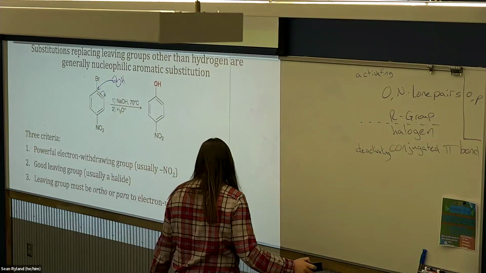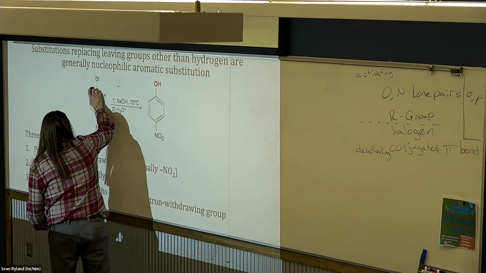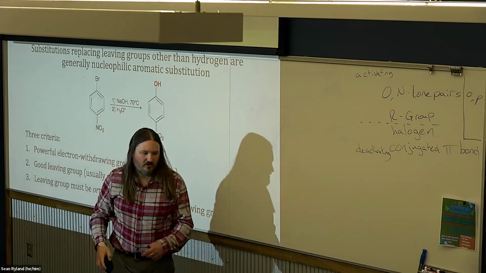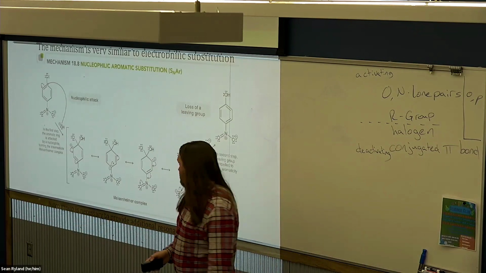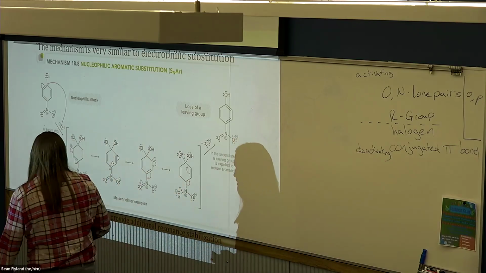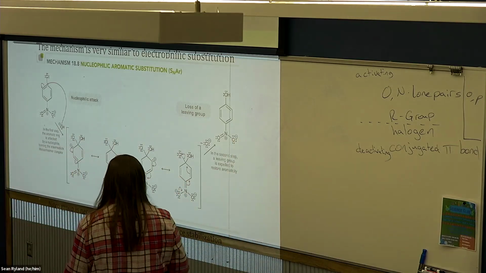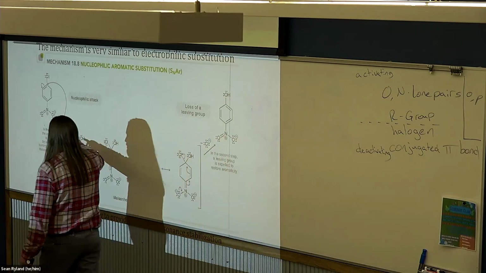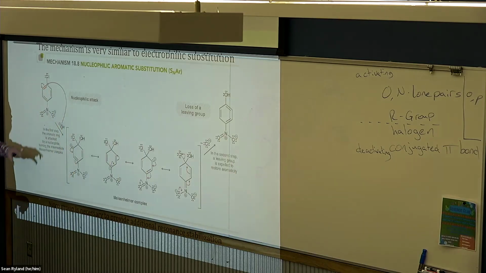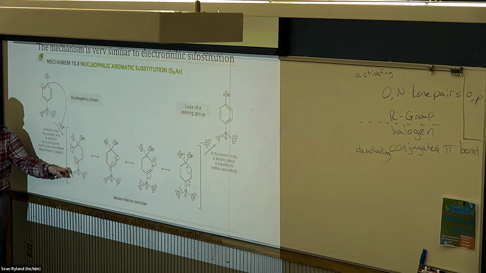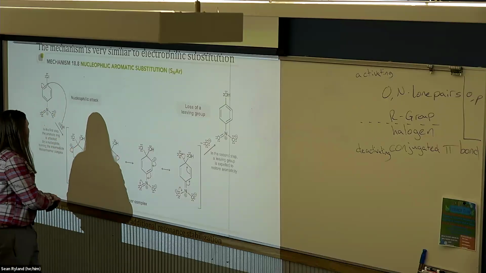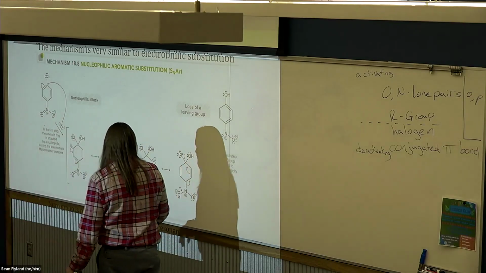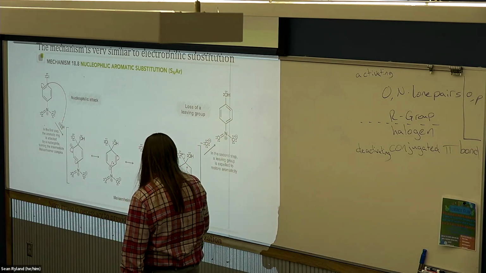Right, so they don't call it the sigma complex. Sigma complex specifically means that it's a positive charge. They call it the Meisenheimer complex. So our first step is the nucleophile attaches where your leaving group is attached. And that gives us this Meisenheimer complex where we have this negative charge that can resonate around it, like we were just talking about.